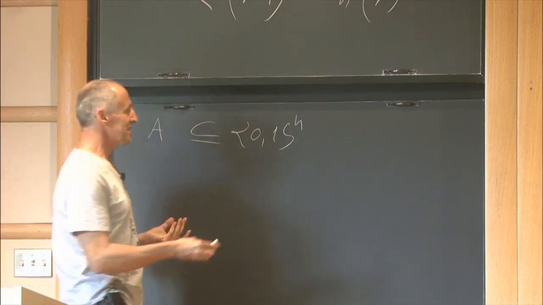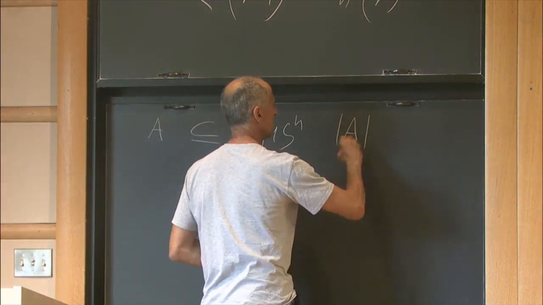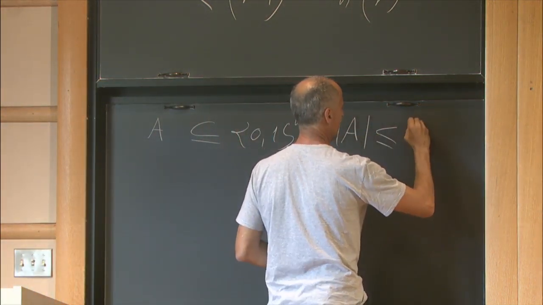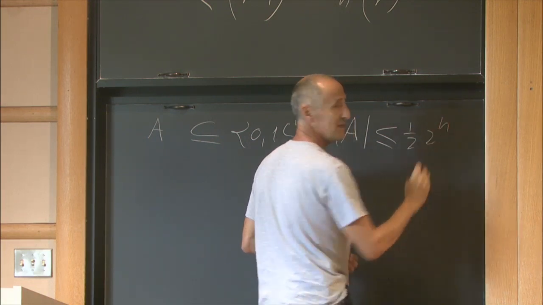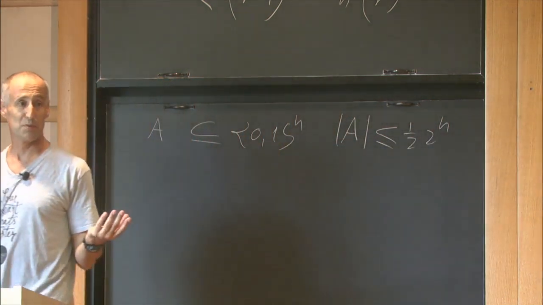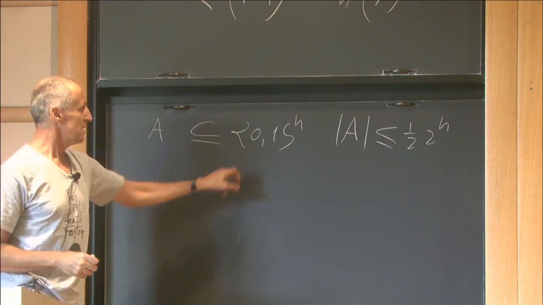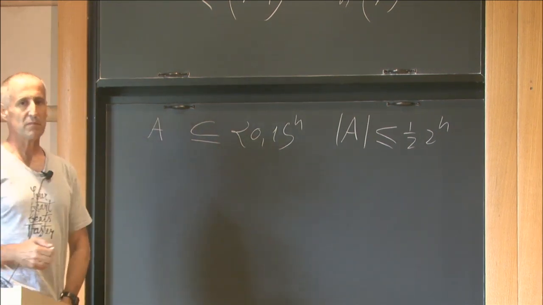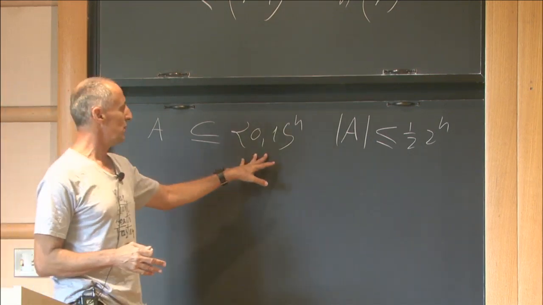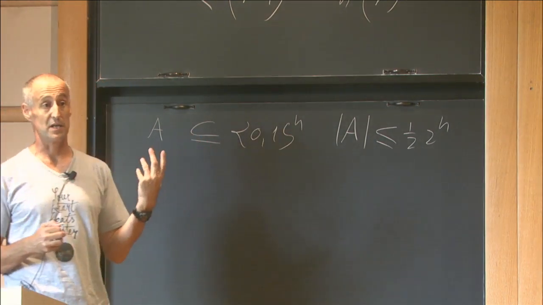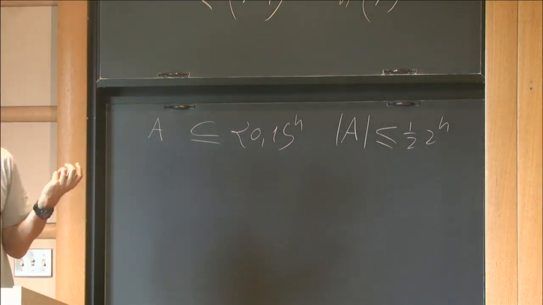But it's clear that the size of A is at most half of 2 to the n, because you never have a set and its complement if it's an intersecting family. Well, that doesn't seem very interesting. But we can make it a bit more interesting if we put a measure on this space. So now, throughout this talk, we're going to think of 0, 1 to the n as a measure space with a product measure.